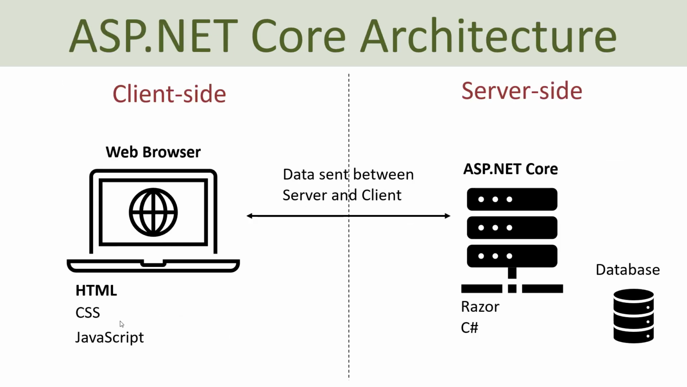Here you see a basic structure or architecture of a web page using ASP.NET Core. We have the server-side part and the client-side part. On the client-side part, we have the web browser, and we have HTML, CSS, JavaScript, etc. running inside the web browser. And on the server-side part, we have the ASP.NET Core framework using C# and Razor. Typically the server-side part also communicates with a database, and then the results from the server-side part are sent to the client.